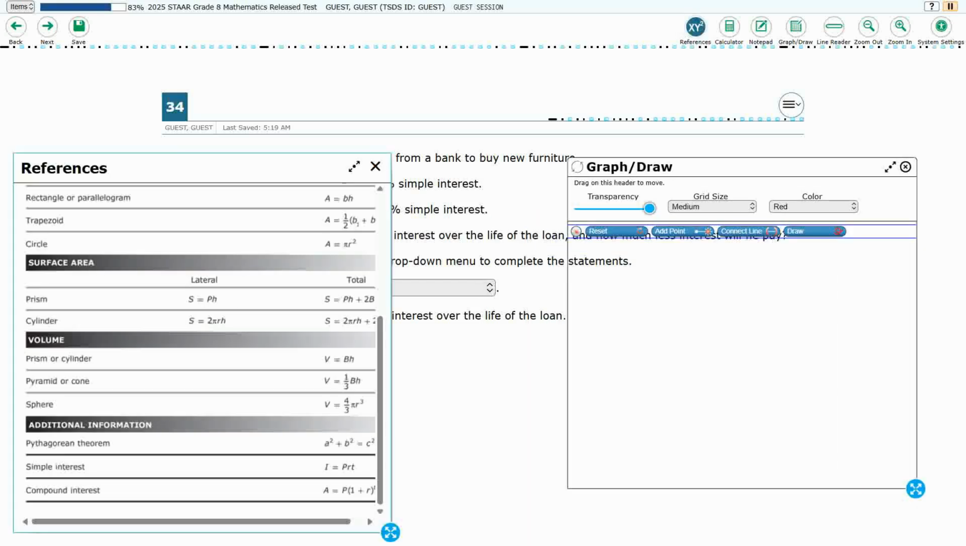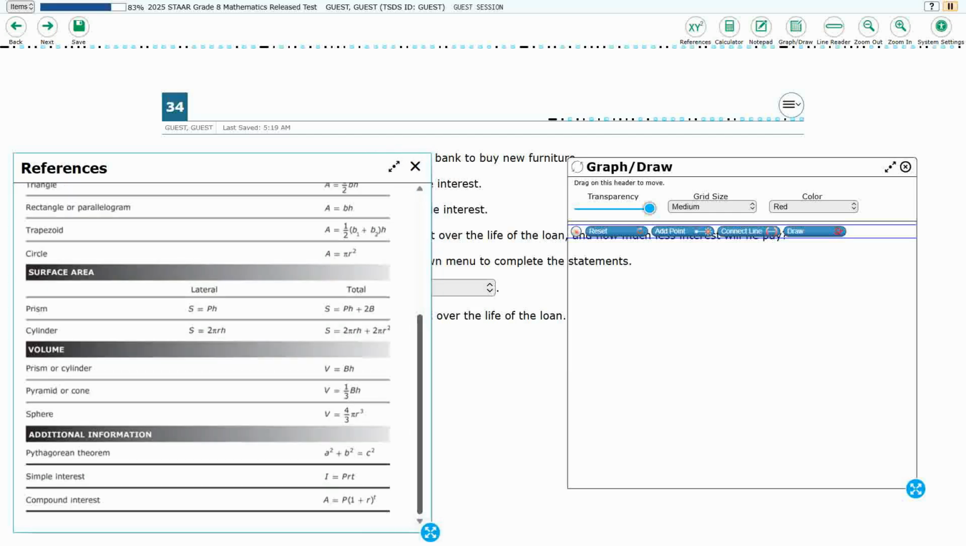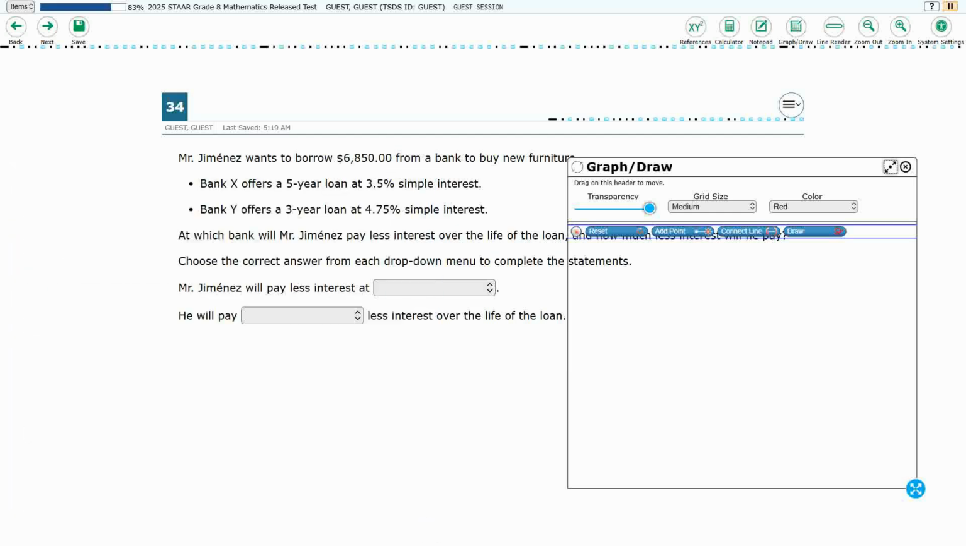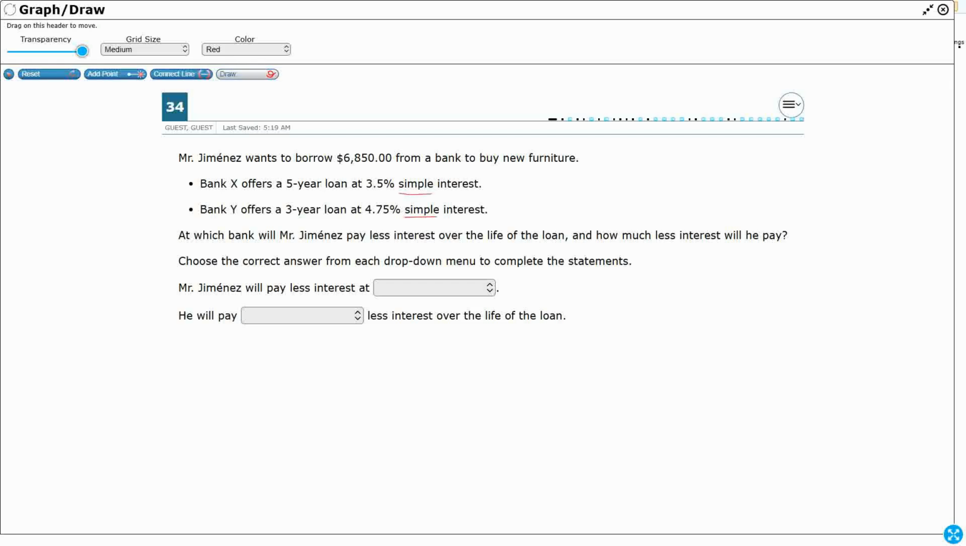Let's go to our reference materials. Down at the very bottom, you're going to see two different interest formulas, and we are looking for simple interest. So that's I equals PRT. We don't want the compound interest. So since we're dealing with our simple interest, we want I equals PRT.